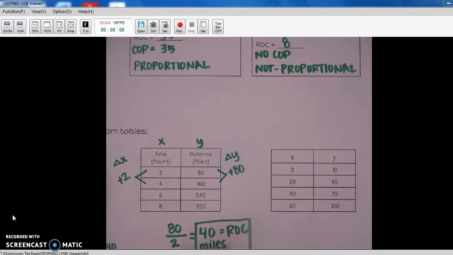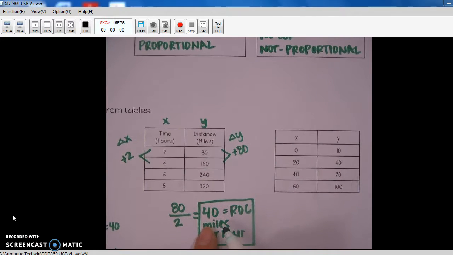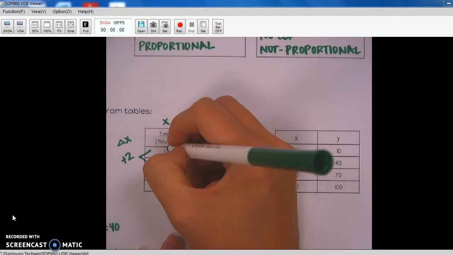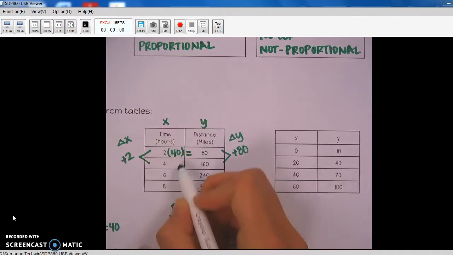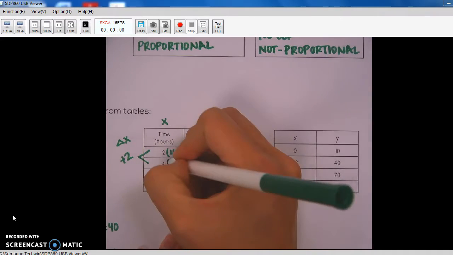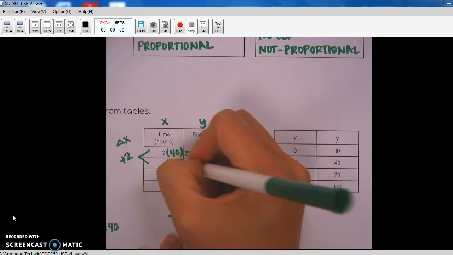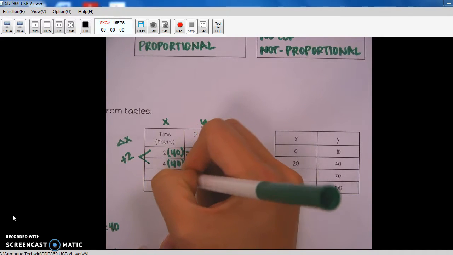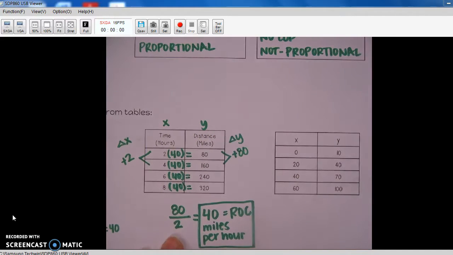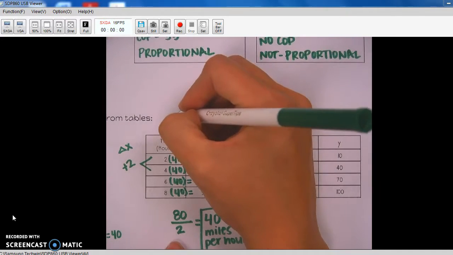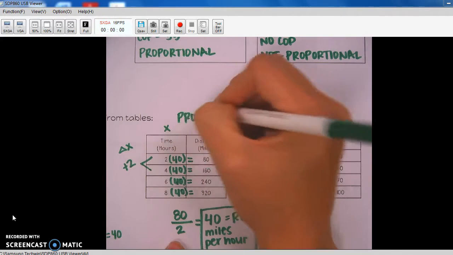So in this table, when I take my unit rate of 40 miles per hour and I just multiply it by the x value, it gives me my y value. All I have to do is multiply it by the unit rate. That means this is proportional. I don't have to add any extra amount or any starting amount. So this is proportional. Label that at the top.